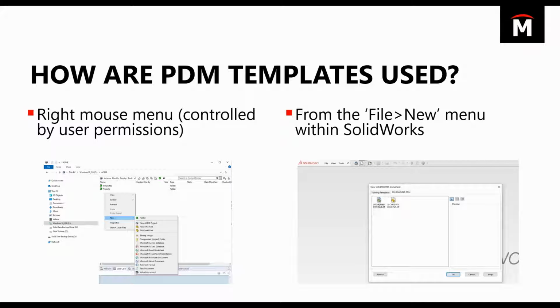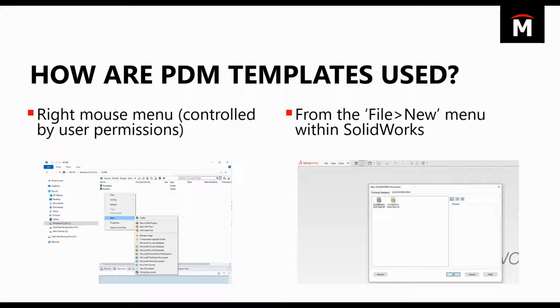But I just want to quickly go over, there is an option in the right mouse menu, again, controlled by user permissions. So a user could come into the PDM Vault, right click, and have access to any templates that you've configured in your PDM system. So that could be a template to create a new document, SOLIDWORKS file, Excel spreadsheet, specification sheet, could be any document. Or you could right click and create a template that builds you a project folder structure.